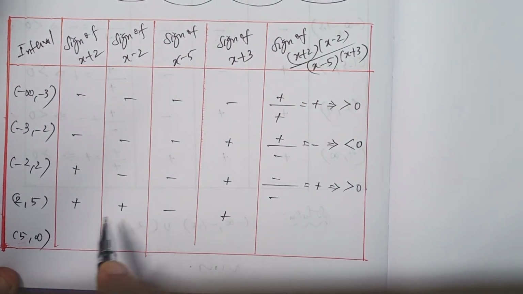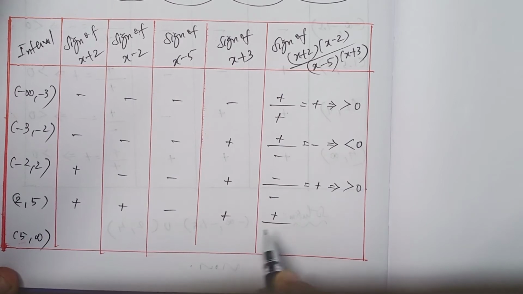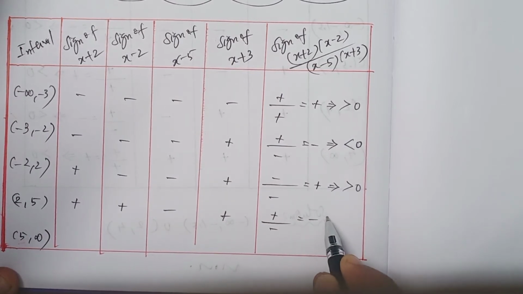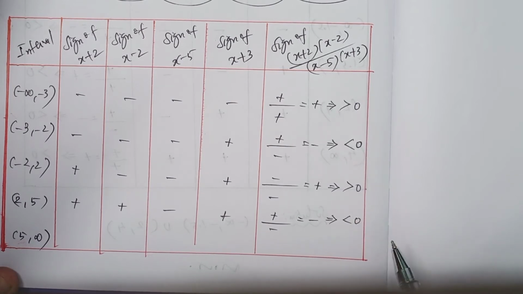Multiply these two: positive into positive is positive. Negative into positive is negative. Positive by negative is equal to negative. Negative means less than 0.